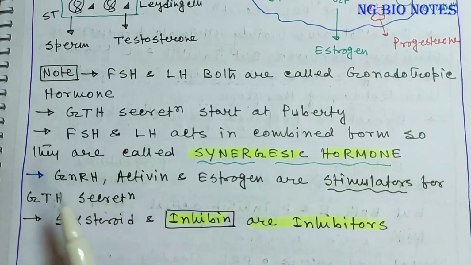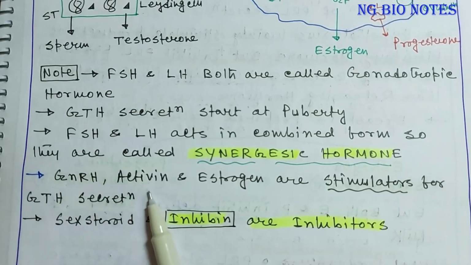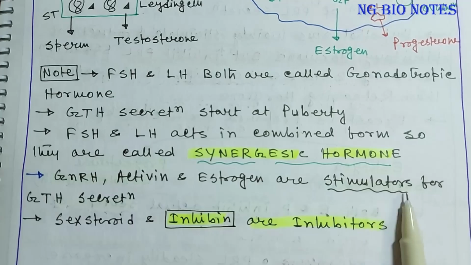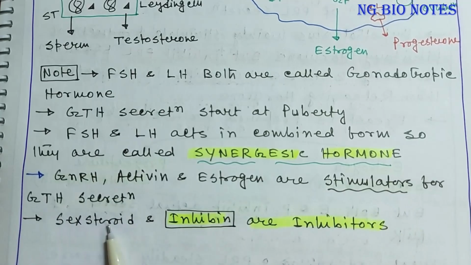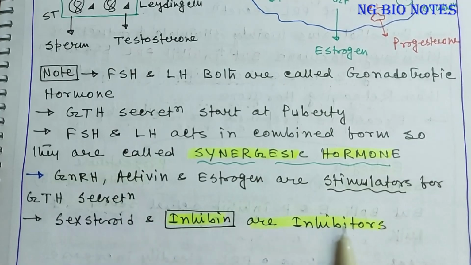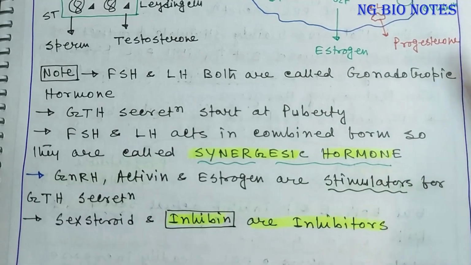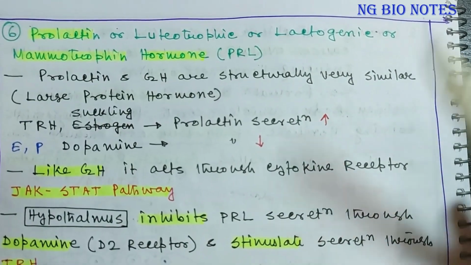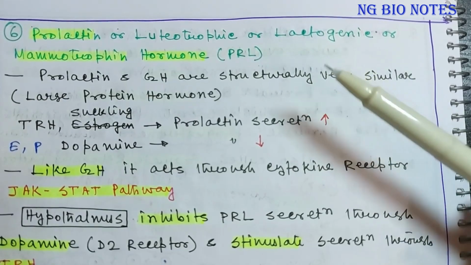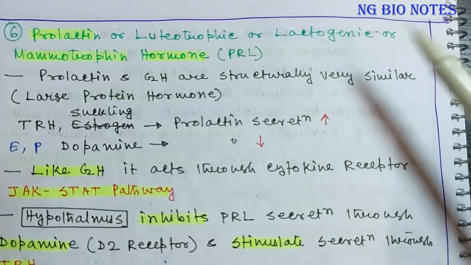GnRH means gonadotropin releasing hormone, which is secreted from the hypothalamus. Activin and estrogen are stimulators for GTH secretion, and the sex steroids and inhibin are inhibitors of this GTH secretion. The last type of tropic hormone secreted from the adenohypophysis is prolactin hormone.